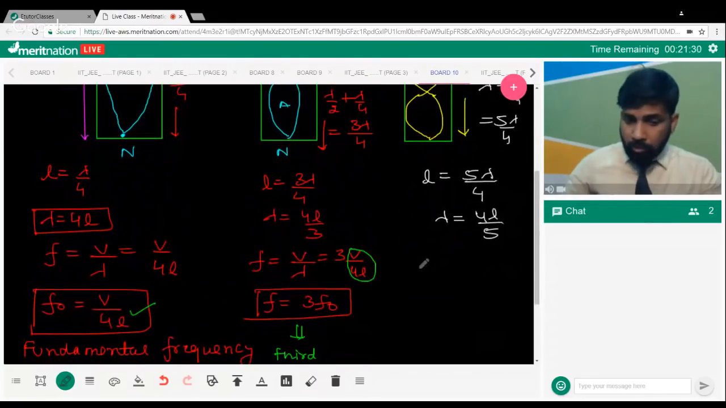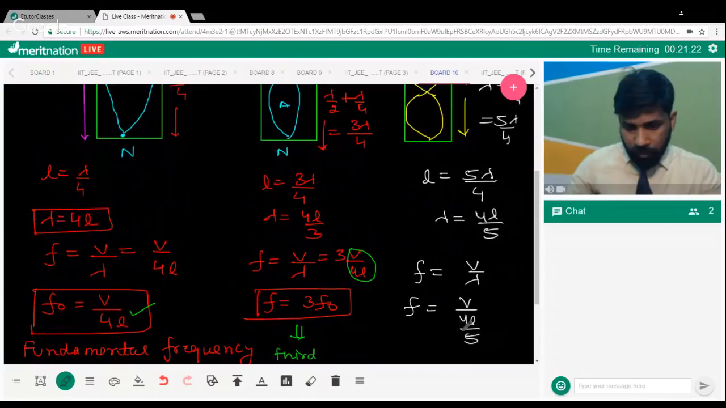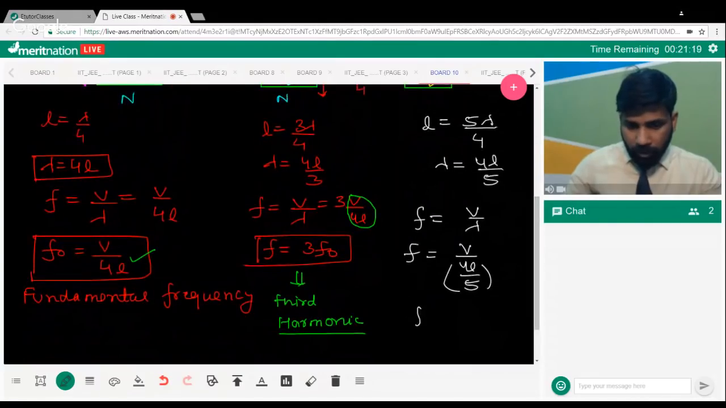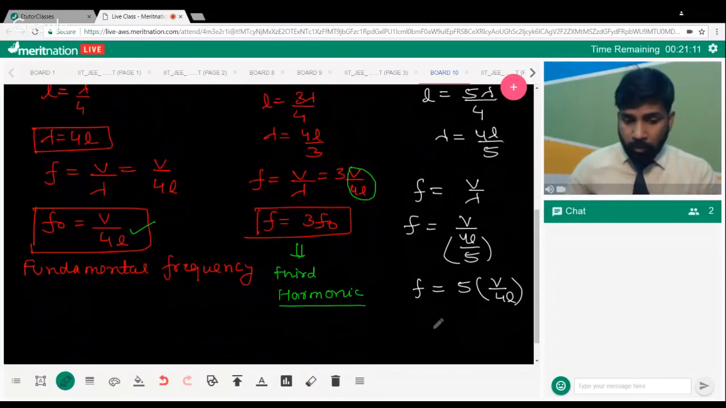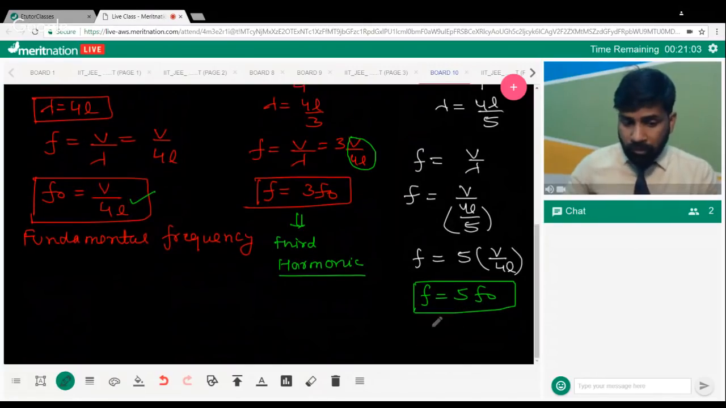Now we can find out the frequency in this case. So F is equal to V by lambda. So F is equal to V upon 4L by 5. Okay, so here F is equal to 5 times V by 4L. V by 4L is what? That is our fundamental frequency. So in this case, F is equal to 5 times F naught. This is 5 times the fundamental frequency. So this is our fifth harmonic.